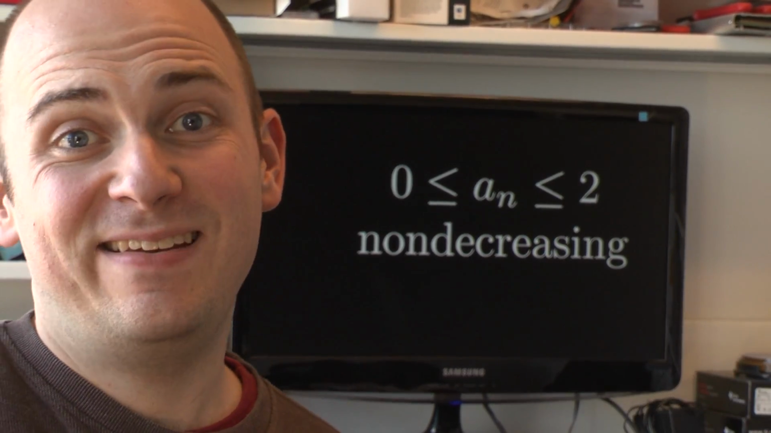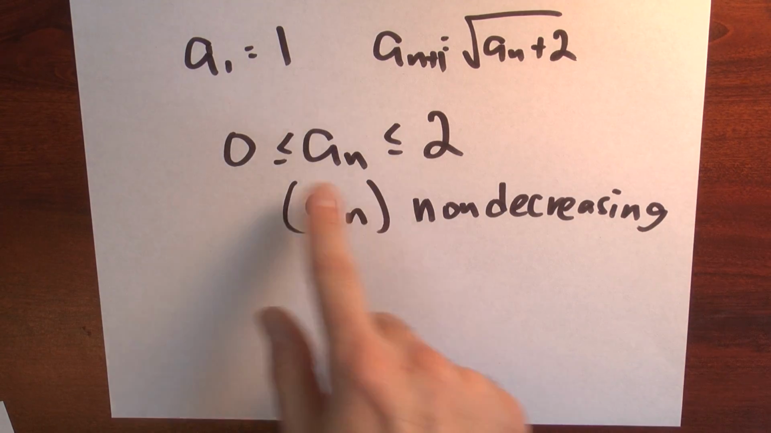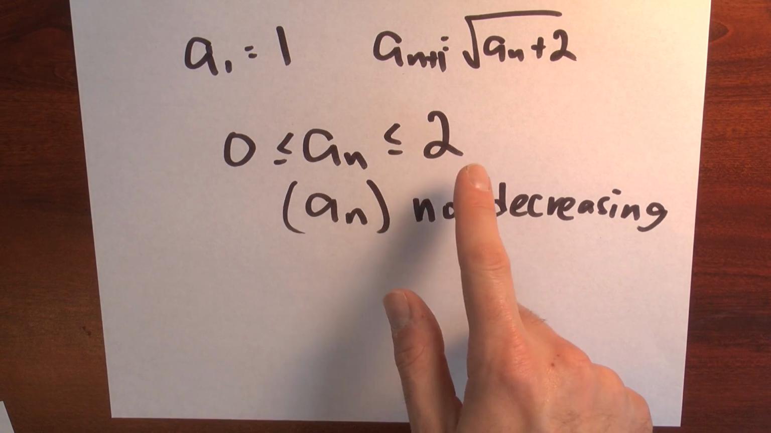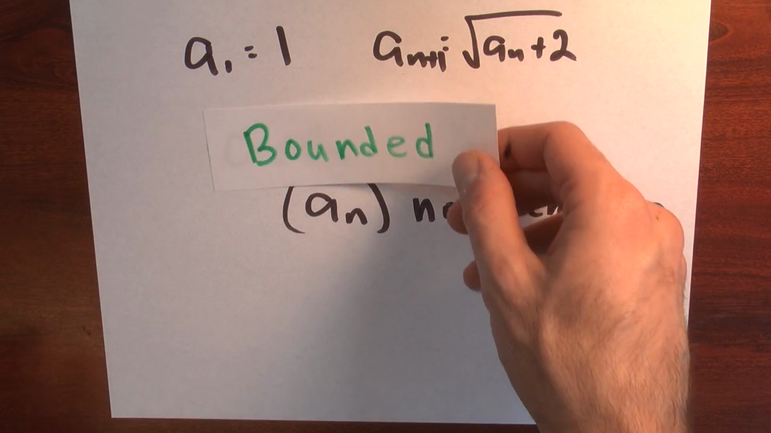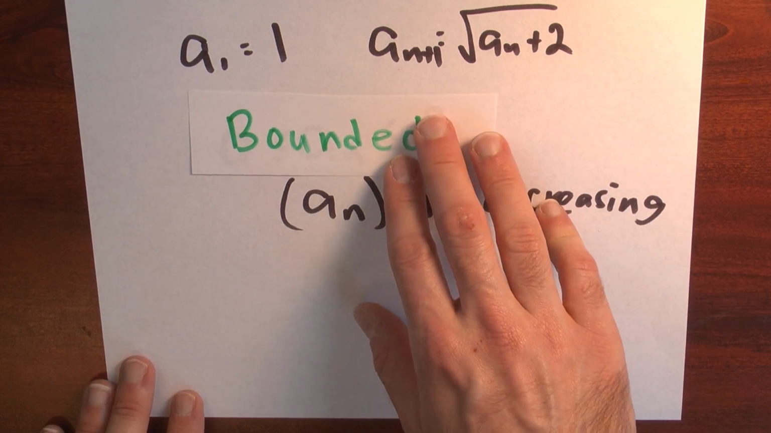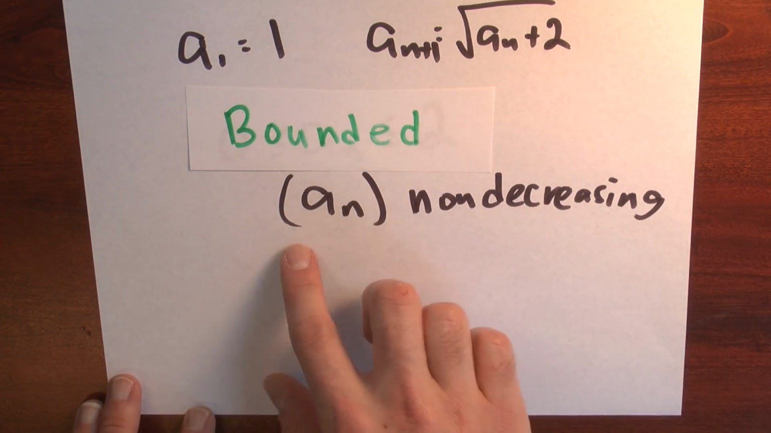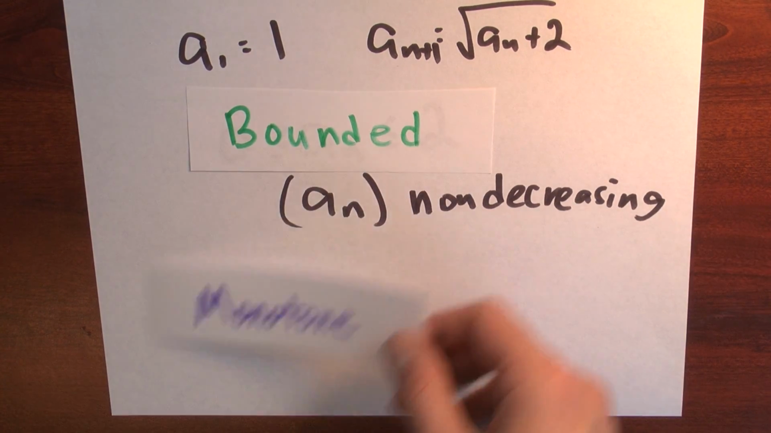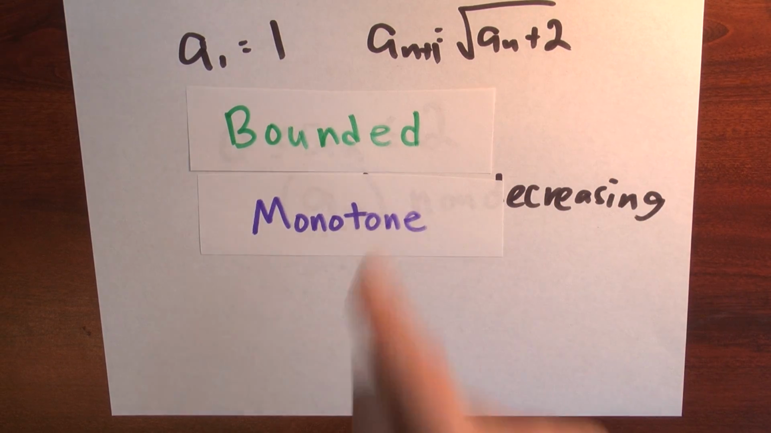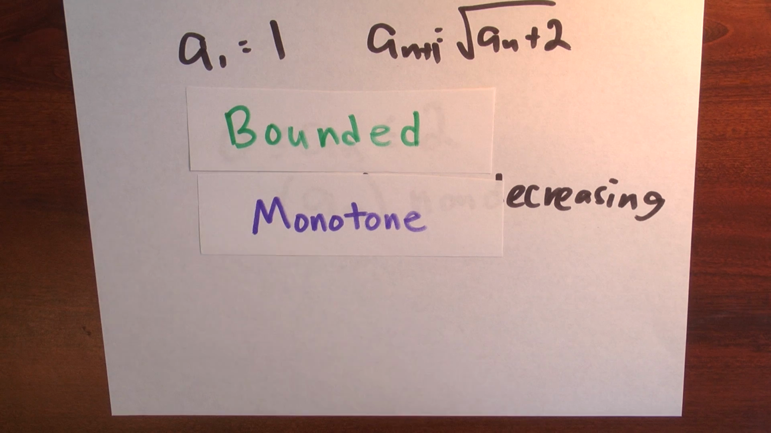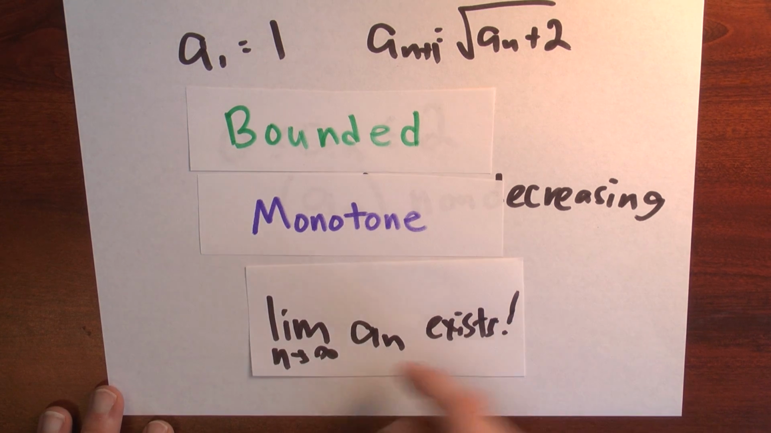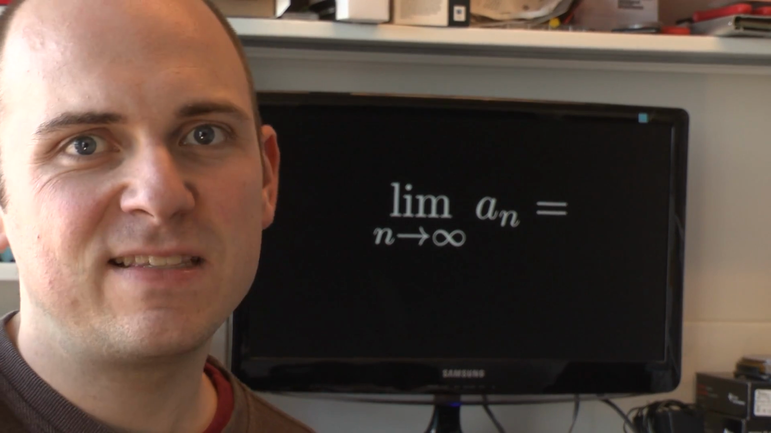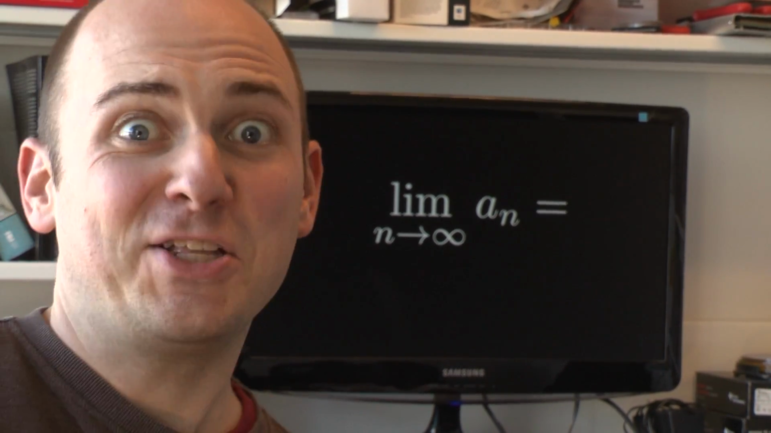What does that all mean? So I've got this sequence, and the terms of the sequence are between 0 and 2, and that means that the sequence is bounded. And the sequence is non-decreasing, which means the sequence is monotone. So I've got a monotone bounded sequence, and by the monotone convergence theorem, that means that the limit of the sequence exists. We can try to get some numerical evidence to guess the limit.